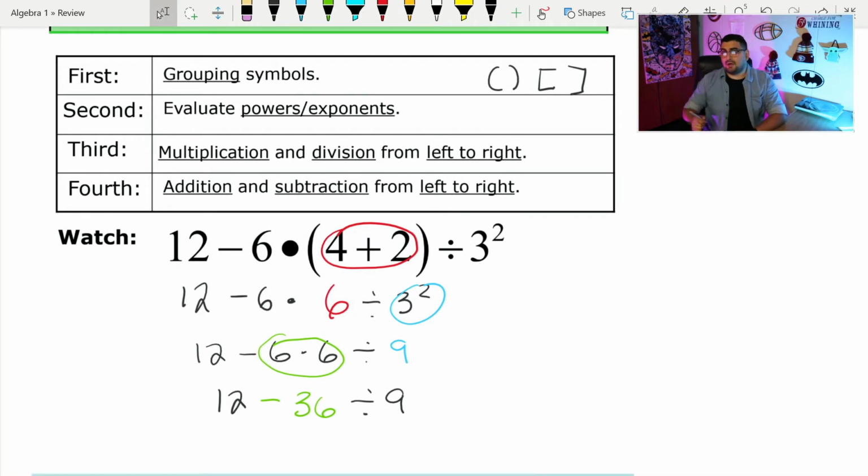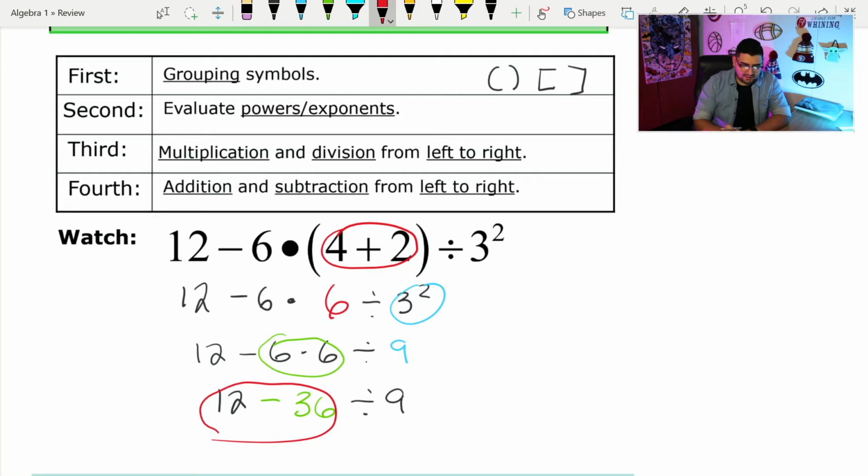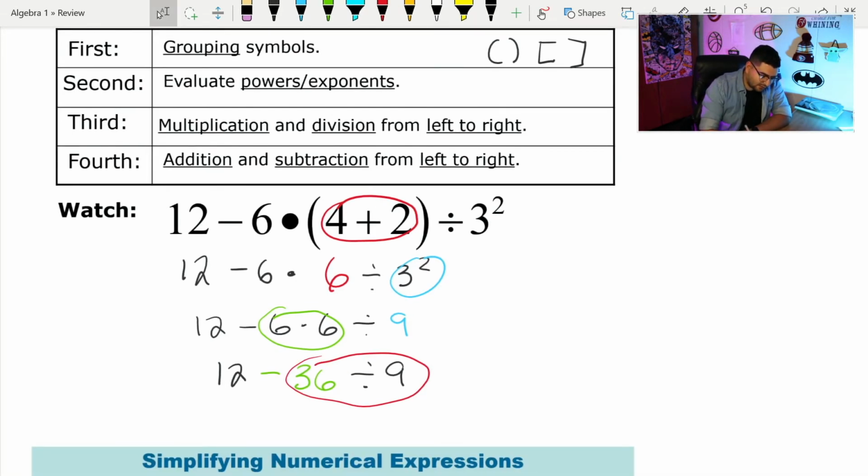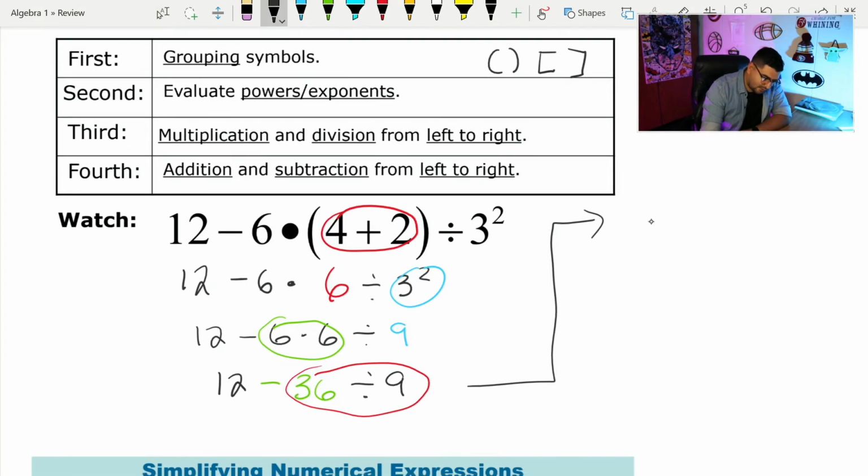Again, I'm going to go back from left to right. Going from the left, making my way towards the right, I'm reading 12 minus 36. Again, that's subtraction. And I know there's still some division in here, so I'm going to divide first. Going from the left to the right, 36 divided by 9 is what's next. So I'm going to do 36 divided by 9. I'm going to move over here to the right where there's more space. So 36 divided by 9 is actually 4.